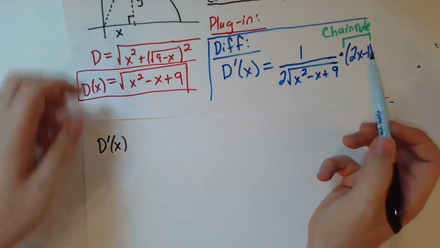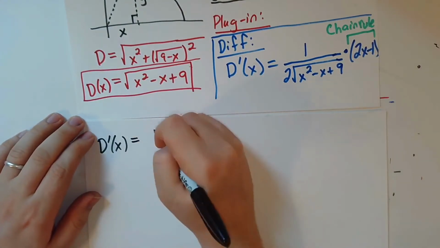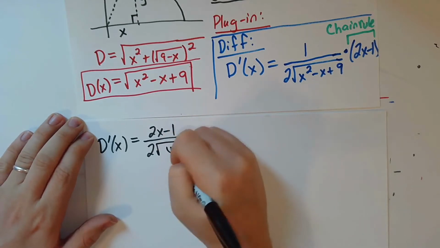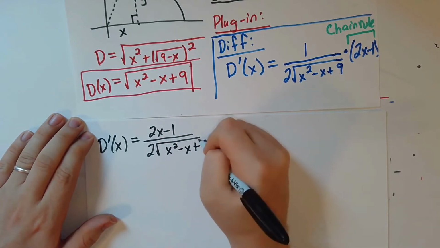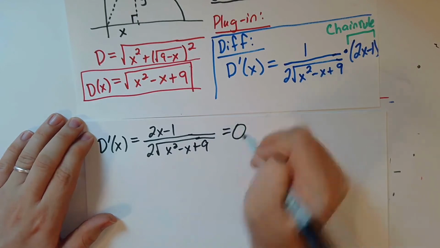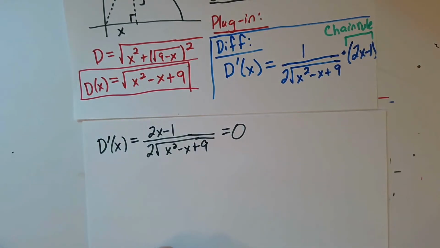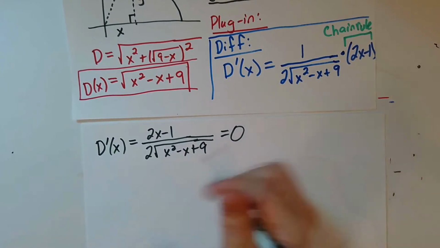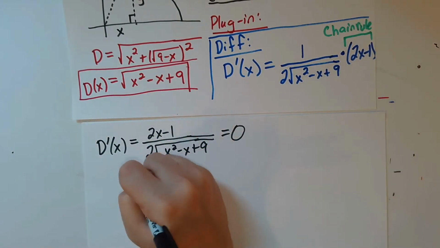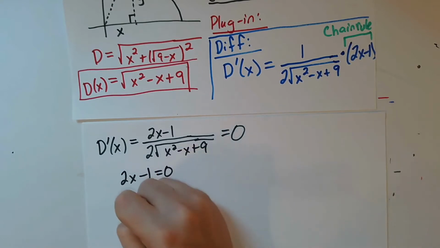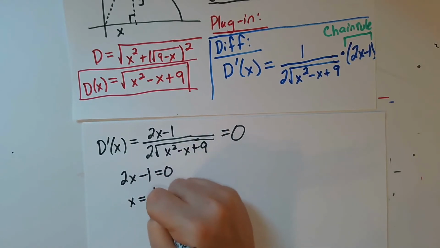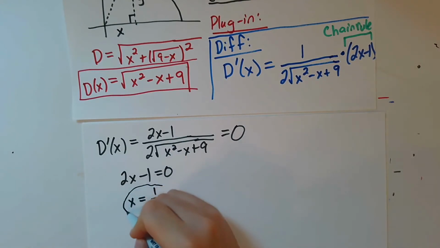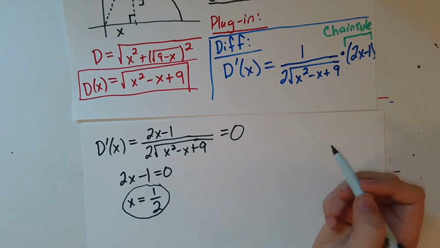And so the derivative here is 2x minus 1 over twice the square root of x squared minus x plus 9. And I want to know when this is equal to 0. But this is a fraction, so I only need to look at the numerator. And so I get that I'm looking for when 2x minus 1 is 0, which is going to give me x is 1/2. And so that is my critical number, my place where the derivative is 0.